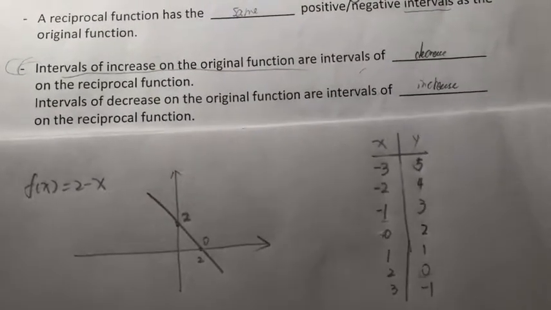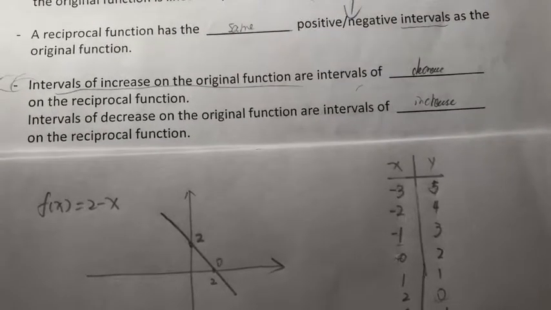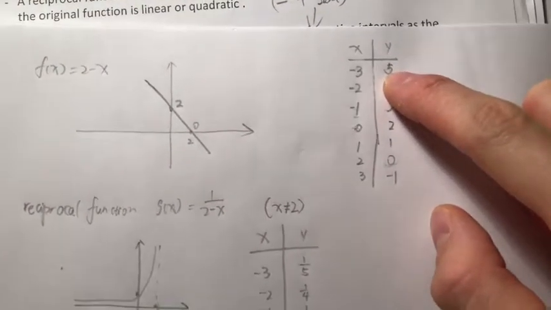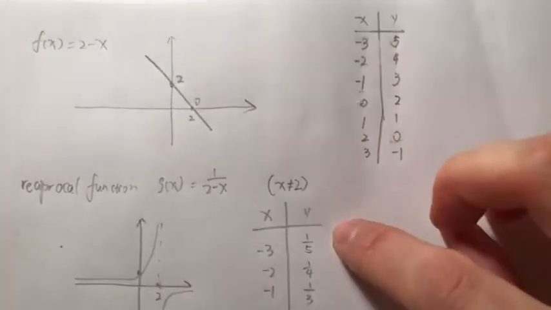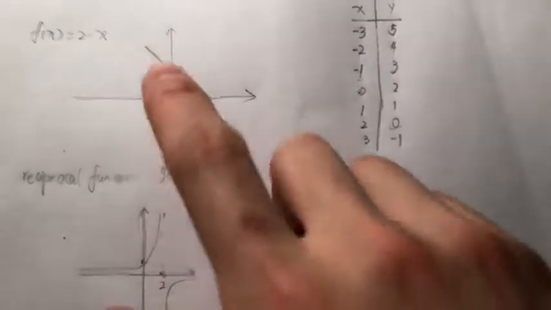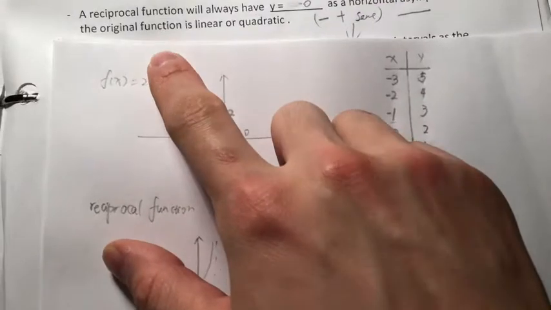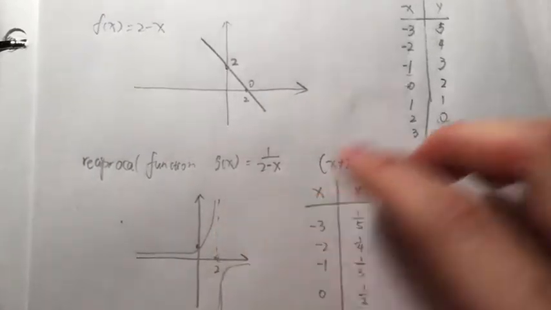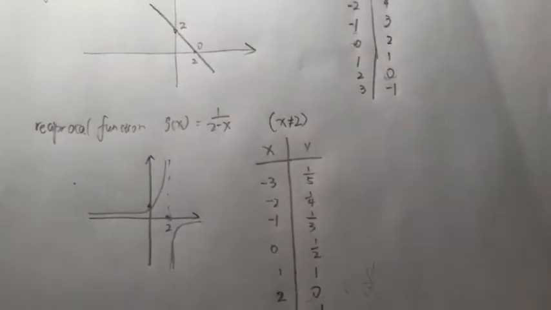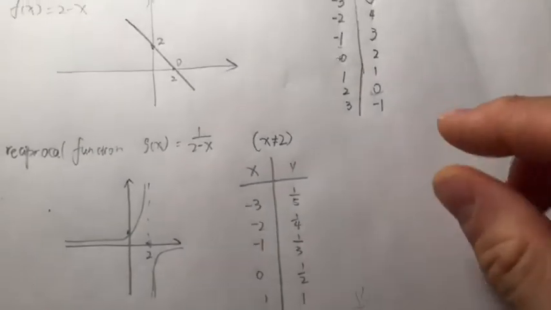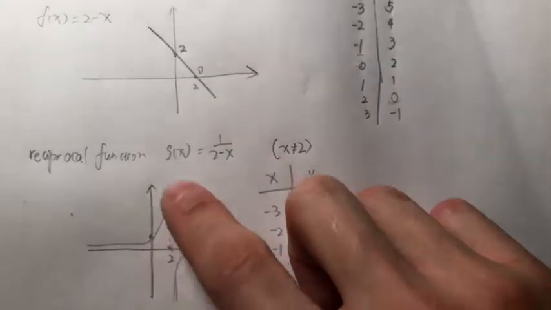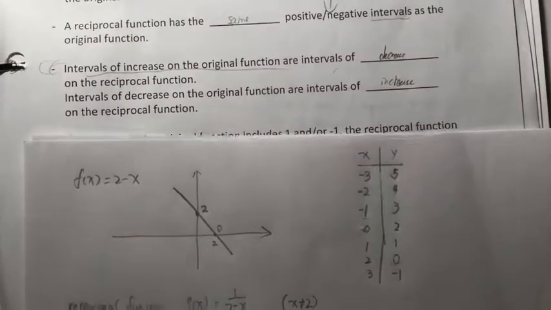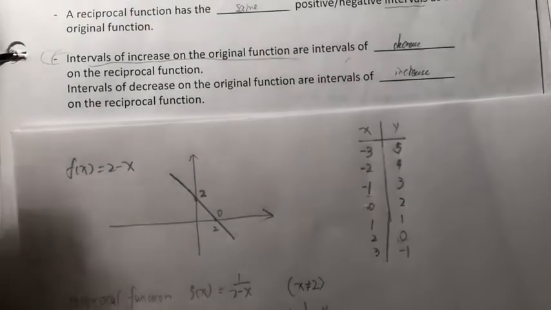The interval of increase on the original function is the interval of decrease on the reciprocal, and vice versa. Why would that be? If you look at those values very closely, the bigger they get, let's say 1,000, then 1 divided by 1,000 is a very tiny number. Vice versa, if this is a very small number like 0.0001 and you divide it, it's going to be a very big number. So that's why it's opposite to the original function.